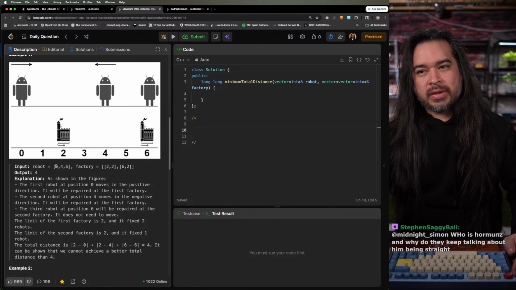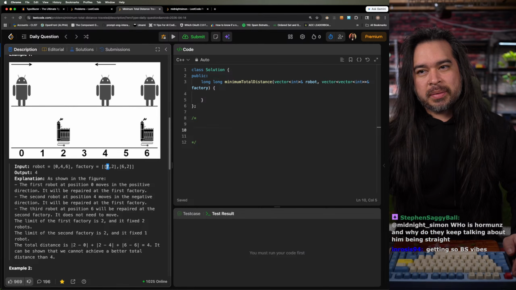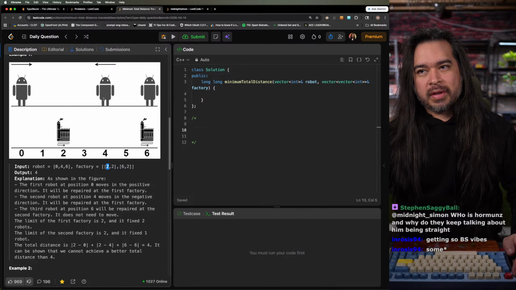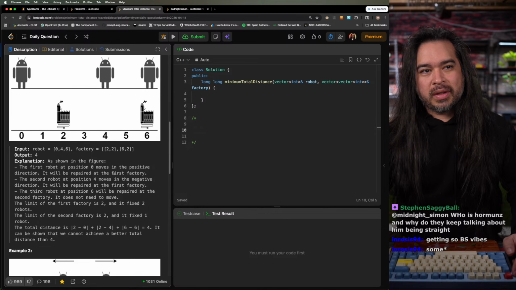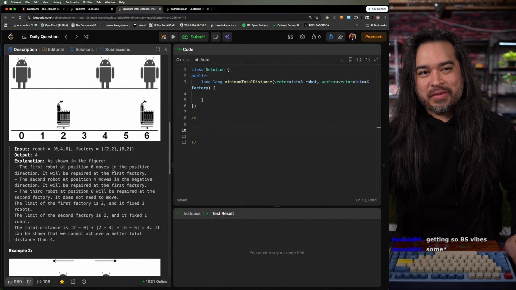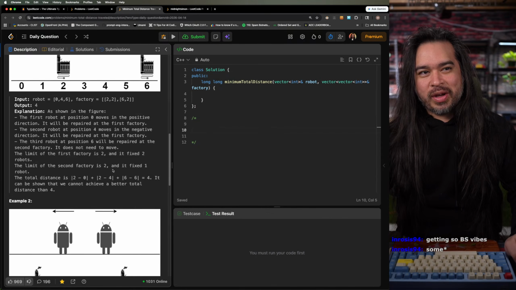I should always just put the first robot into the first thing available. This robot will go there, that robot. Getting some binary search vibes. Yeah, I don't know how to validate though.